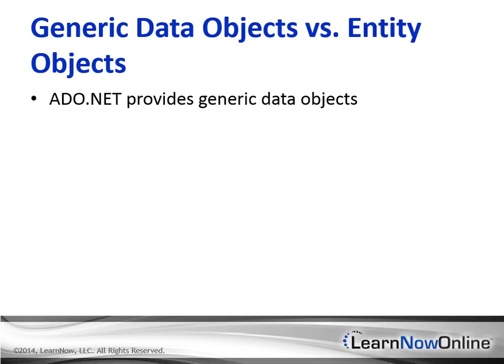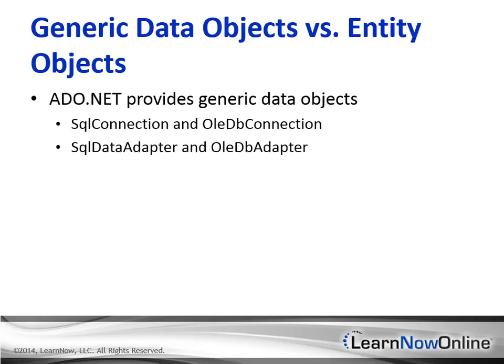ADO.NET has long provided a variety of generic data objects that you can use to access data in a variety of data stores. A few of the most common objects that you probably have used since the initial debut of the .NET Framework in the early part of the millennium were things like SQL connection and OLEDB connection. And these represent a connection to a SQL Server database and an OLEDB database, respectively. So you would create the object, set some properties, and it would go out and connect to a data store.